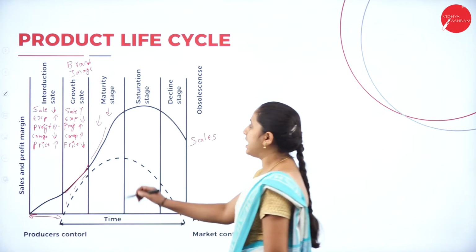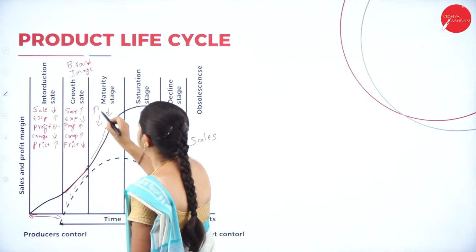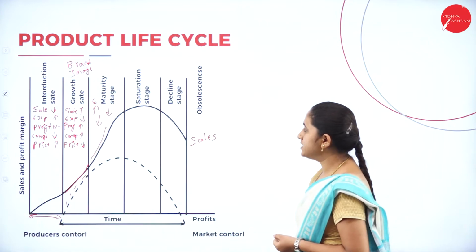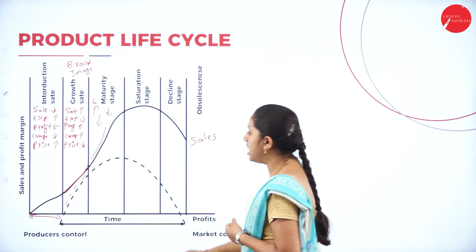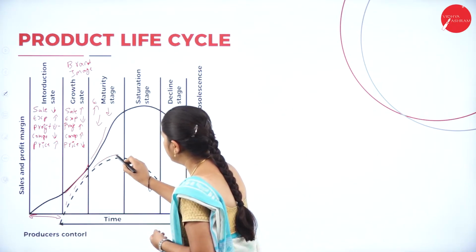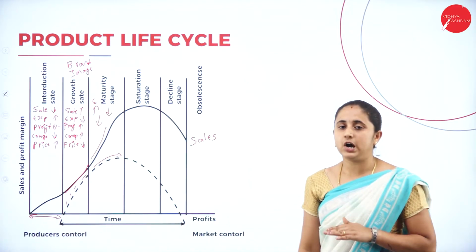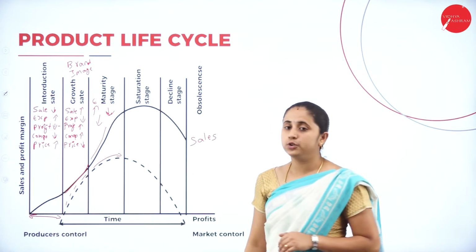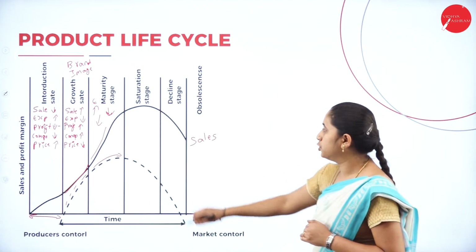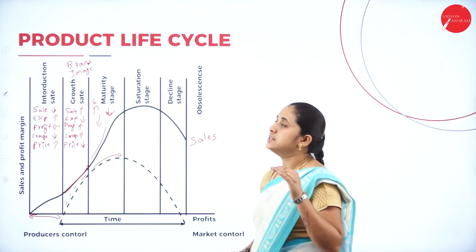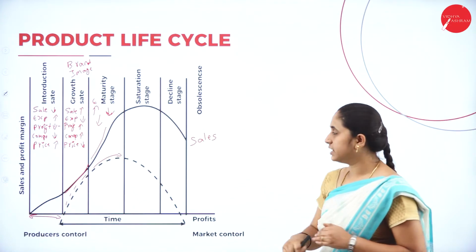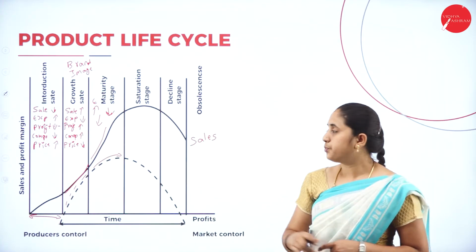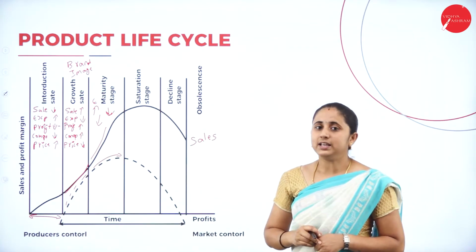Then here, there is a rise in marketing expenditure. Marketing expenditures are increased, as well as profit margins are low. Here your profit is coming down. Profit margin is coming down because your price is reduced. Sales also increase at a decreasing rate, as well as expenses are increased. That means you need to take more promotional activity to attract the customer.